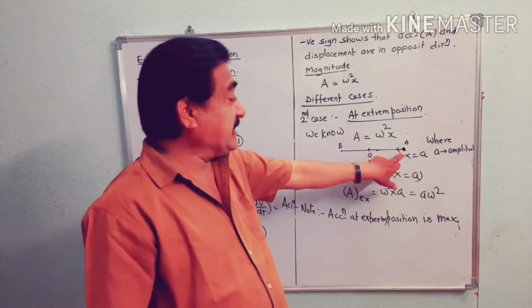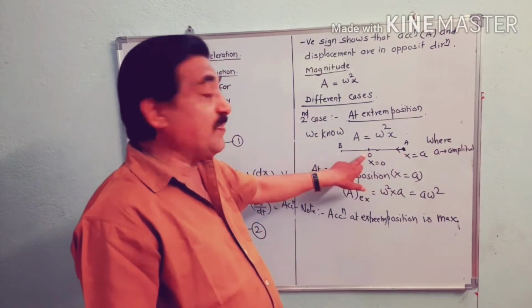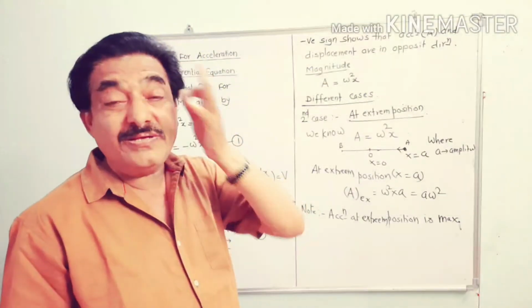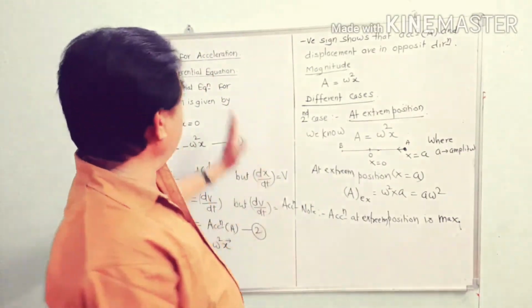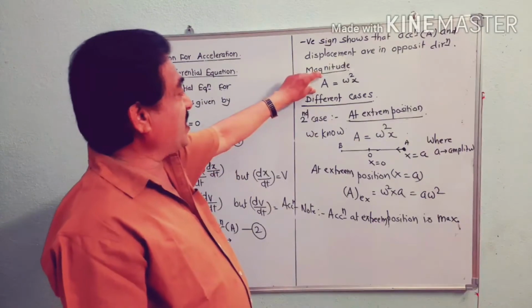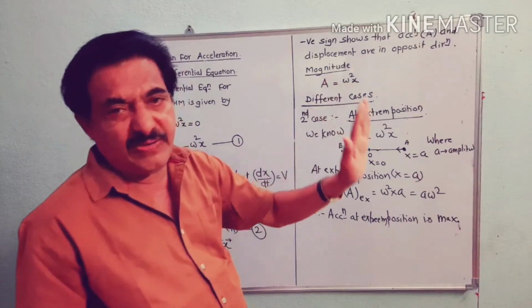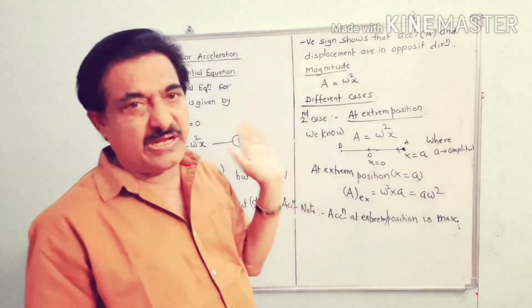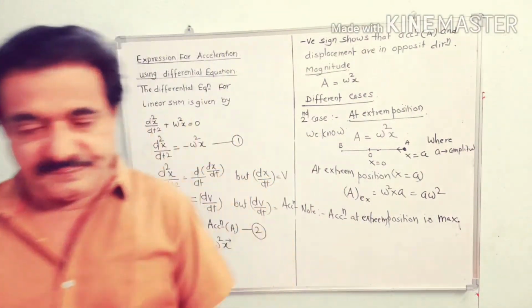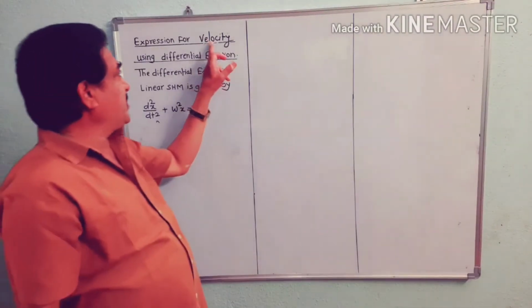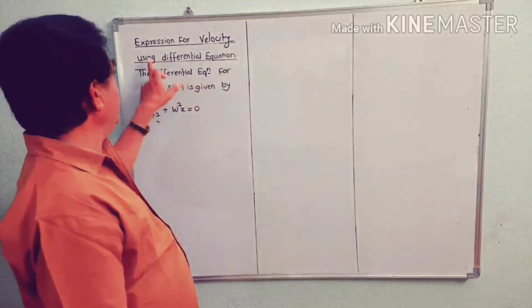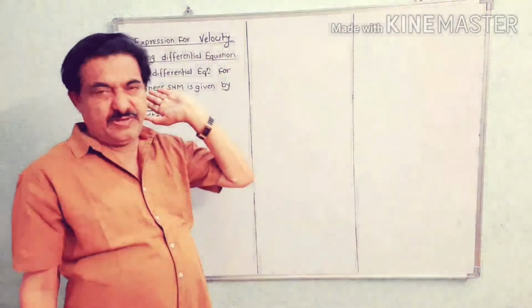So this is the equation of acceleration and its two cases, value of acceleration at mean position and value of acceleration at extreme position. So the second expression is expression for velocity using the differential equation.